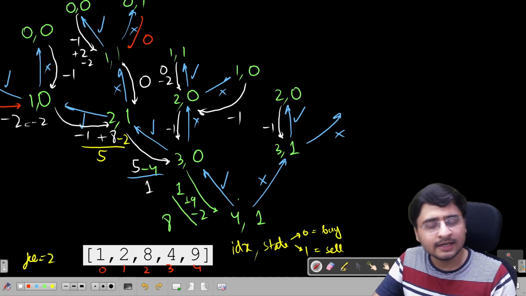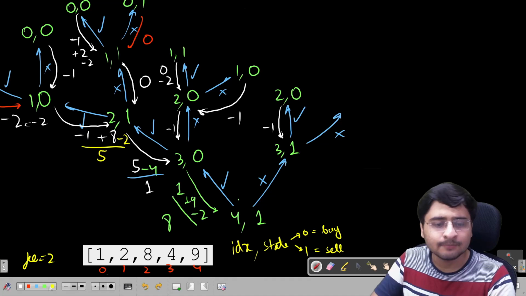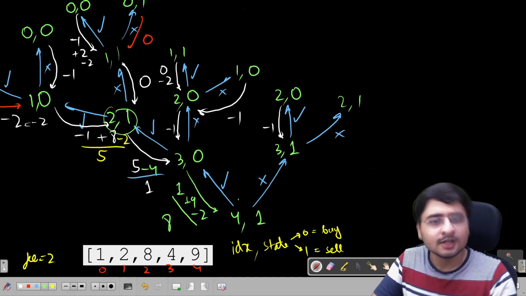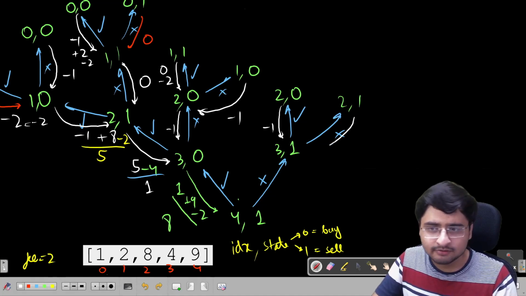3 comma 1, let's say if we do not sell on the third day as well, the control will be transferred to what day? It will be 2 comma 1. The second day will be asked if you are able to sell. And 2 comma 1 is also already calculated. 2 comma 1 always returns what? It always returns 5. Right? So we are going to return 5 from here.